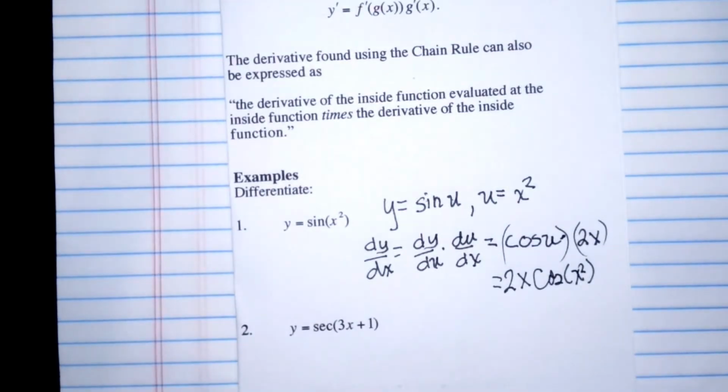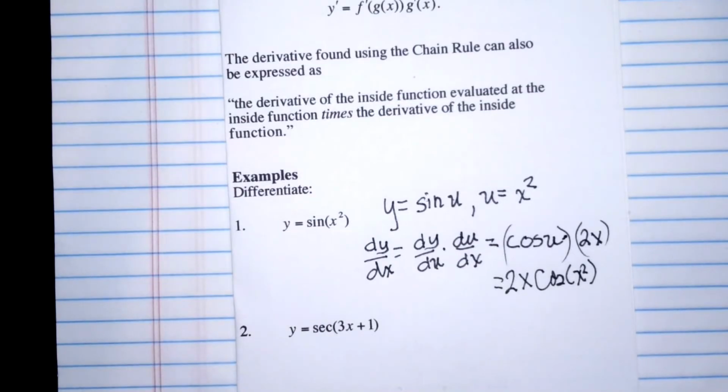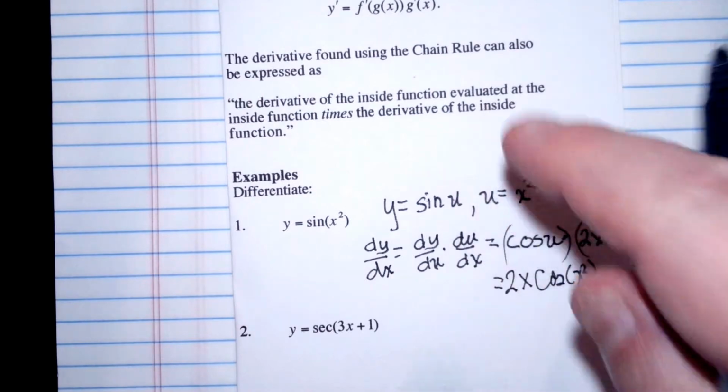Now, that's a lot of writing, and it was time consuming, and I think generally people do not go to all that much trouble. The way they usually differentiate something like this, like the sine of x squared, is they think of the derivative of the outside function evaluated at the inside function times the derivative of the inside function, which is just what I have right here.